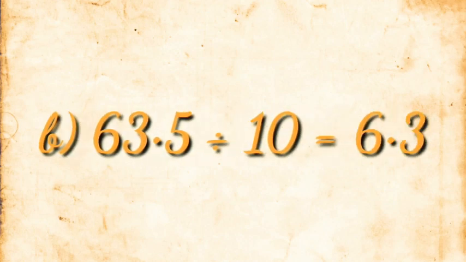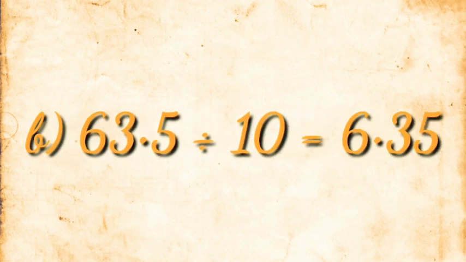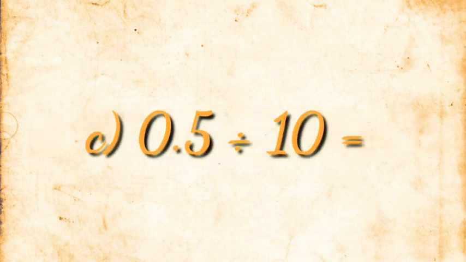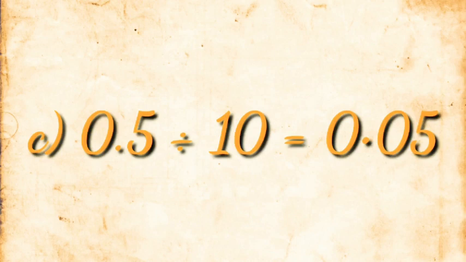Similarly, next, 63.5 divided by 10. Here the decimal will be shifted 1 place to the left of the number, so it will be 6.35. Next is 0.5 divided by 10. So it will be 0.05. As there was nothing here, we can just insert 0 from our own side. So here it will be 0.05.